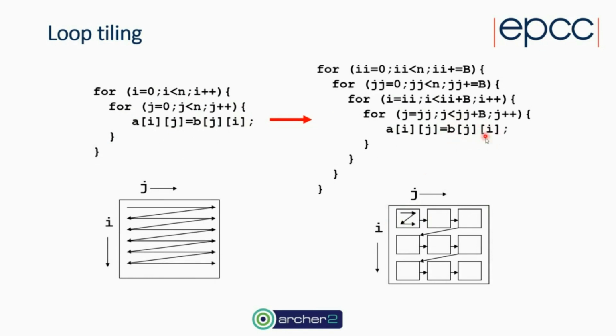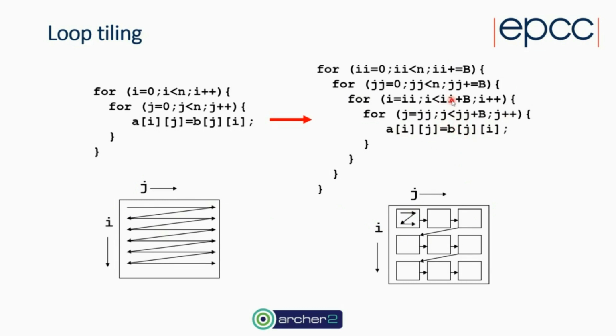So instead of going through this whole array row, we go for a chunk of that row, then move on to the next chunk, and then the next chunk, and on to the next chunk. And so that means for B in this example, yes, each time we go around this inner loop, we probably go onto a new cache line.